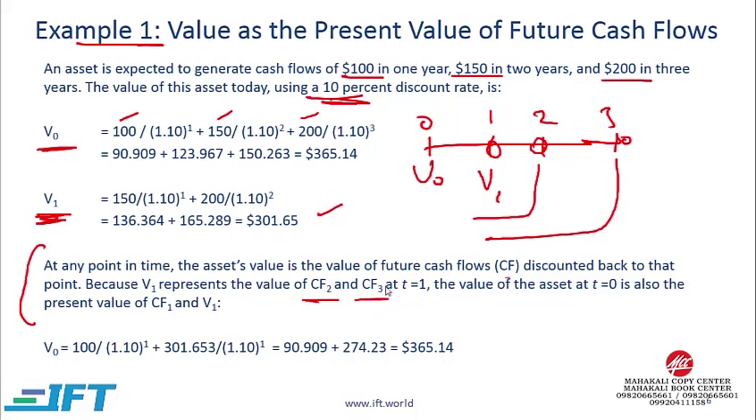Now also note that to come up with the value at time 0, what you can do is take the cash flow at time 1 and discount it back, and then add to that the discounted value of V1, and that is what is being demonstrated over here.